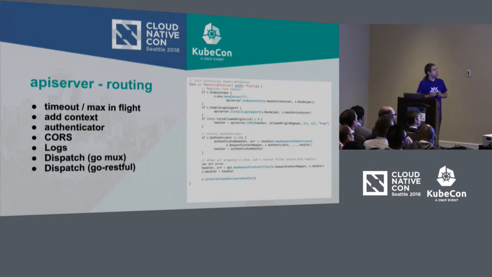I think there's actually a bug on this slide. I think we're calling authentication and cores in the wrong order, yeah. So after it gets through, the handlers are a timeout. It adds a context. It goes through authentication. It checks cores, and it adds the logging handler, and then finally it goes through a series of dispatch operations. First, it goes through the muxer that the Go HTTP library gives us, and then unless it's one of only a few URLs that it handles, it is otherwise passed through the muxer that we set up with Go RESTful.